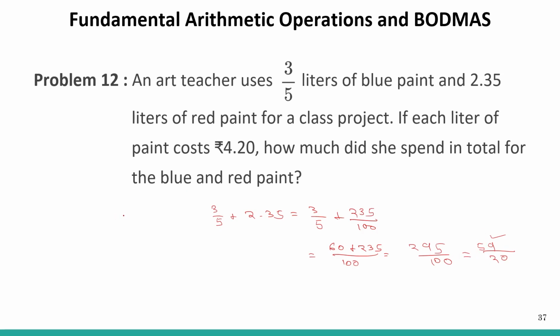So per liter what is spent is 4.20, so this is multiplied with 59 by 20. So it will be equal to 420 by 100 into 59 by 20. Whatever comes will be the final answer.